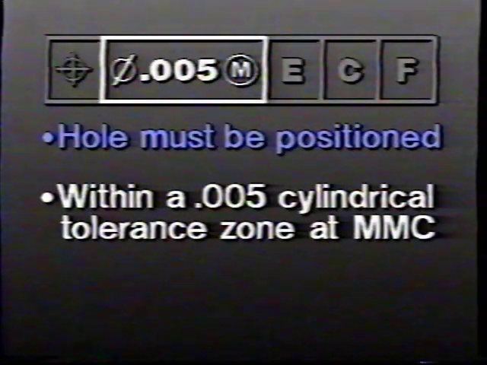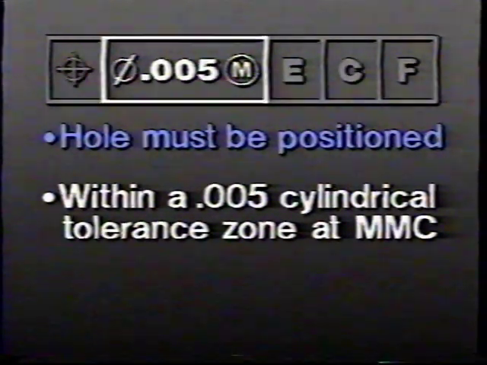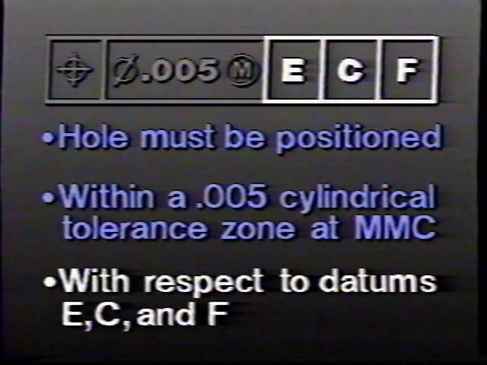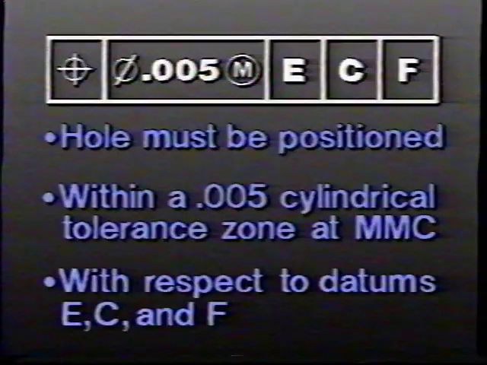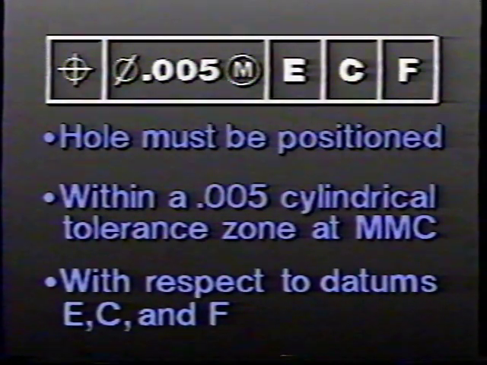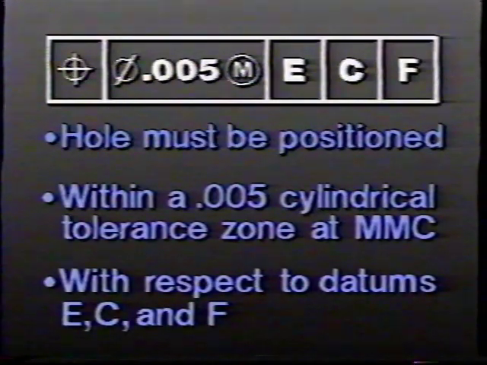Now that we've identified the individual components of this feature control frame, we can interpret it. The hole must be positioned within a 5 thousandths cylindrical tolerance zone at MMC with respect to datums E, C, and F. As you can see, the feature control frame conveys a lot of information about the hole. Let's look more closely now at each compartment.